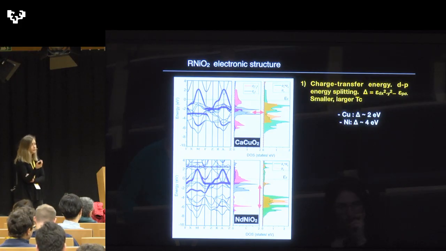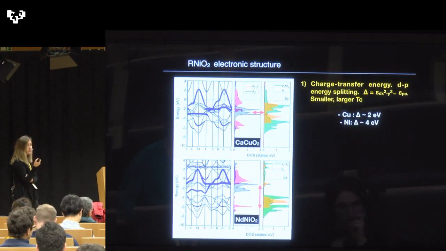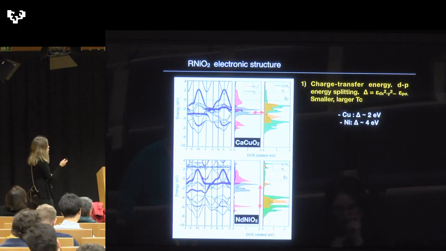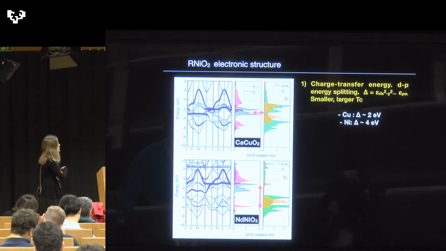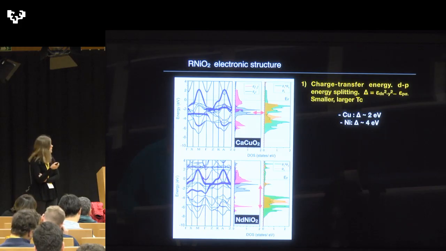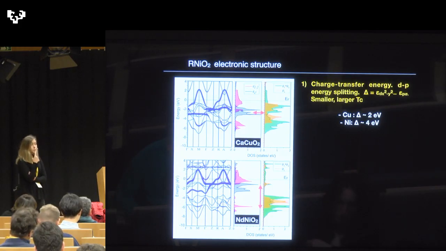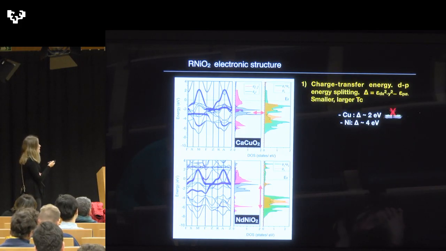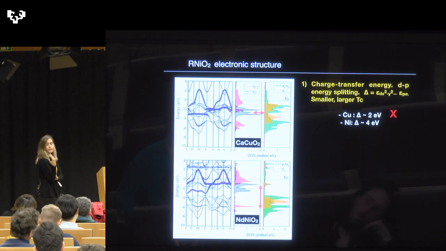Of course, you can be finer and calculate on-site energies to get a value out for this splitting. And if you do so, in the cuprate case, you end up finding a value of around 2 eV. In the nickelate case, you find double that value, somewhere around 4. So in this regard, once again, the cuprate and the nickelate, maybe not so close.